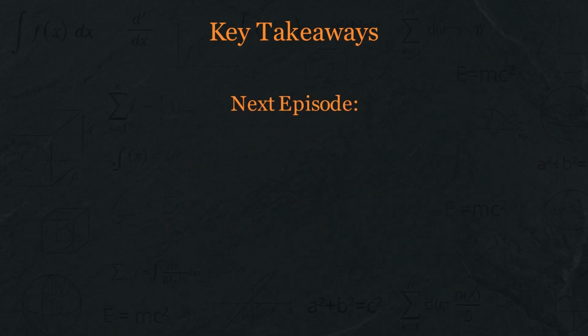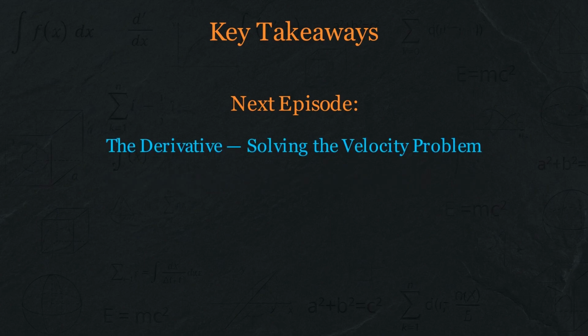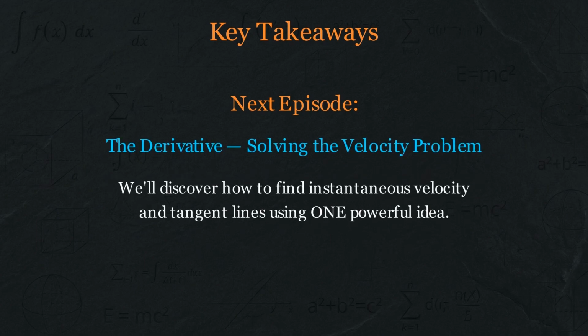In the next episode, we'll tackle the first 2 problems head-on. We'll discover the derivative, the tool that lets us find instantaneous velocity and tangent lines using one powerful idea. And you'll see that it's not nearly as mysterious as it seems.